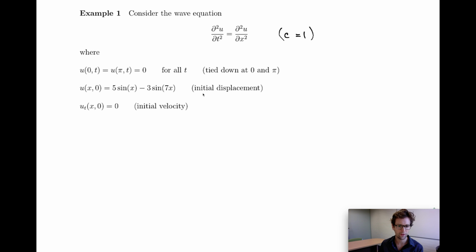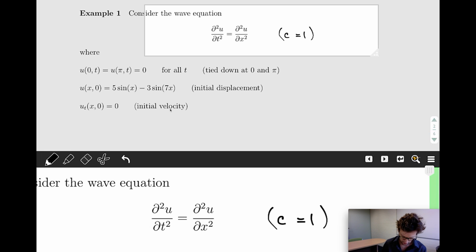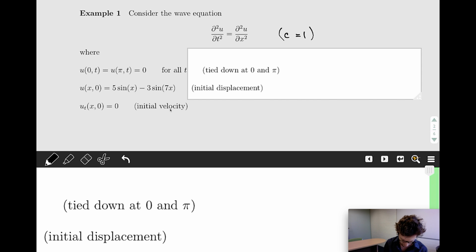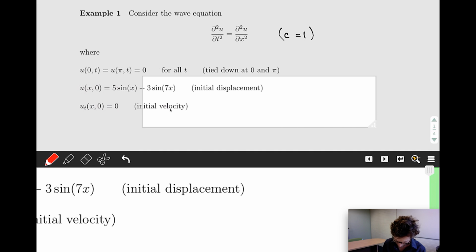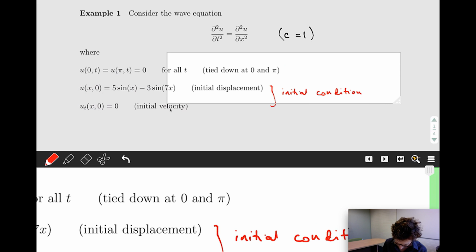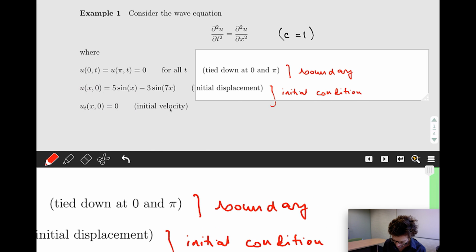And we're told something about the initial displacement and the initial velocity of our wave. Now, we can think about these conditions as being an initial condition. That's the initial displacement and the initial velocity. And as a boundary condition. That's what the first piece of information is telling us. So let's have a think about what these mean.